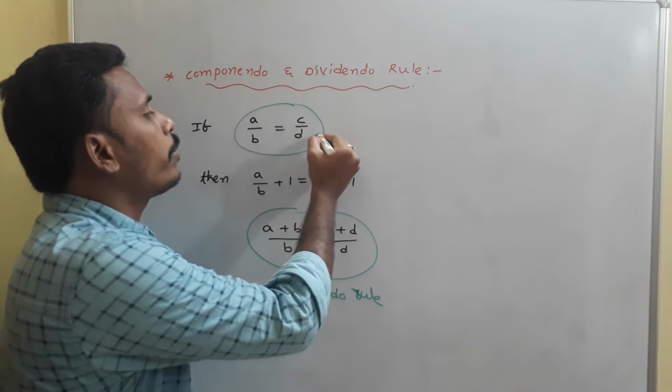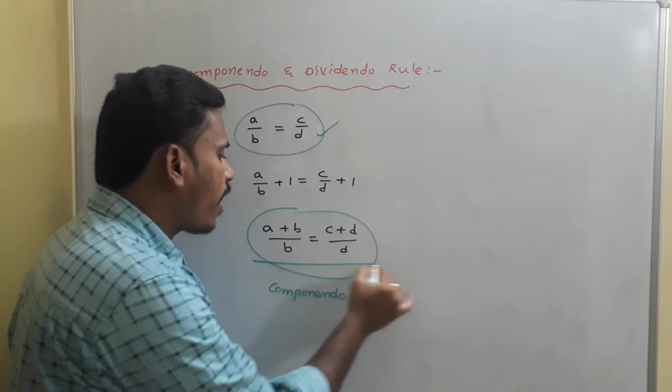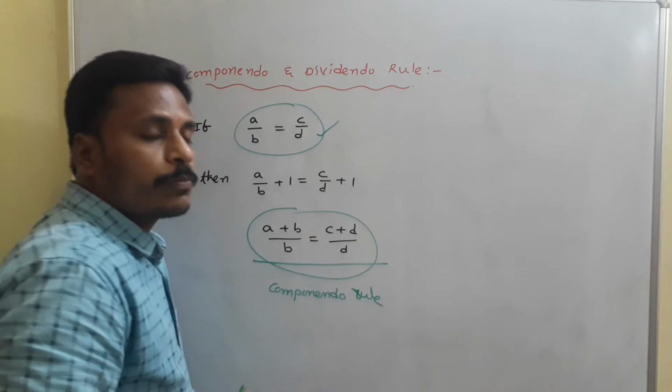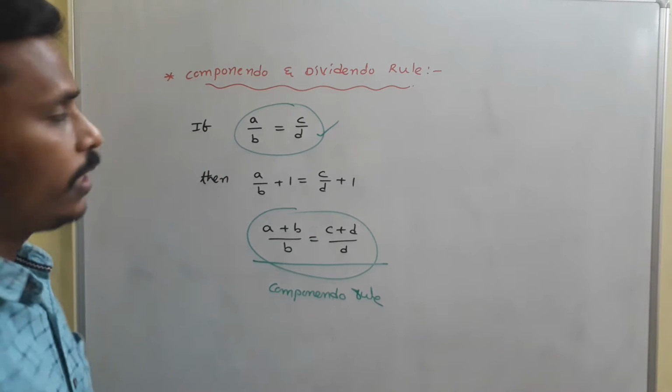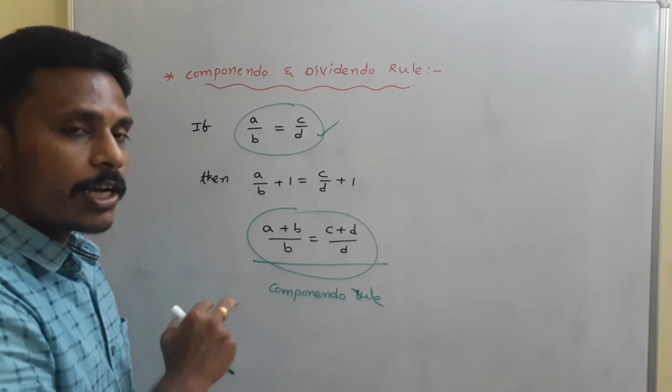If you have A by B is equal to C by D, then you can use this: A plus B by B is equal to C plus D by D. This is the componendo rule.